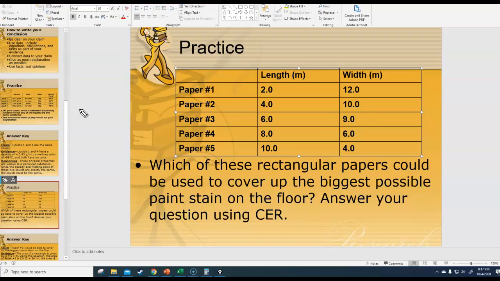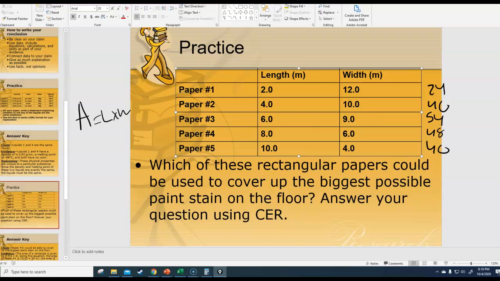Okay, so let's try this again. Area is length times width. And so if you do, 2 times 12 is 24. 4 times 10 is 40. 6 times 9 is 54. 8 times 6 is 48. And then 10 times 4 is 40. You can see that the one that has the greatest area is paper 3. And so again, you would have to do this calculation. Now here I didn't actually write out the work, but you would be expected to actually show the calculations on your paper along with the correct unit.